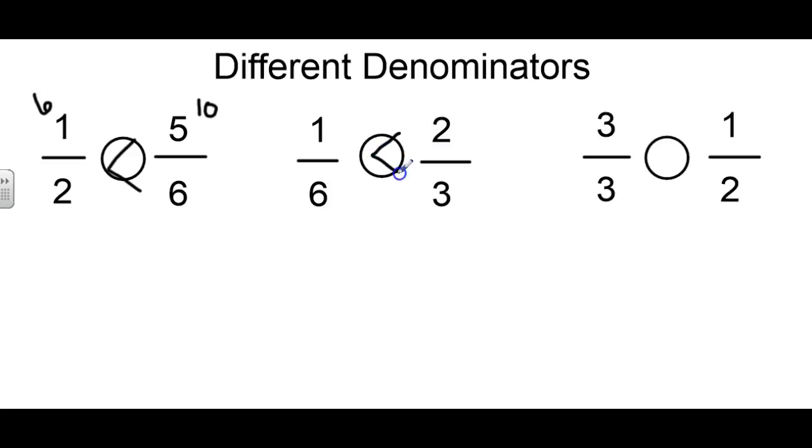Okay, so 2/3 was more than 1/6. If I were to cross multiply, 3 times 1 is 3 and 6 times 2 is 12, so that tells me that 2/3 is more. 3/3 over here is equal to 1 whole, and 1/2 is definitely not equal to 1 whole. So that tells me that 3/3 is more, and I hope that you knew that without having to cross multiply.